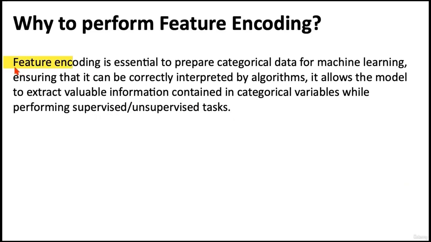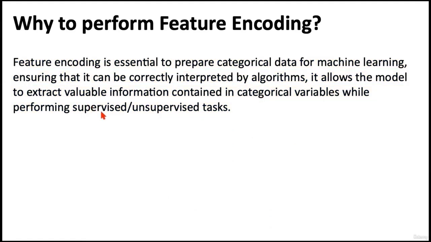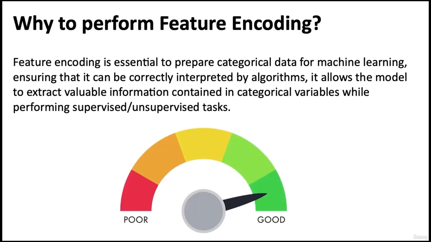Once again, feature encoding is essential to prepare categorical data for machine learning, ensuring that it can be correctly interpreted by algorithms. It allows the model to extract valuable information contained in categorical variables while performing both supervised and unsupervised tasks. Whether you're talking about predicting an outcome or you're talking about studying patterns in the data, encoding becomes very, very important. Just on the previous slide, we discussed ratings as good, fair, and average.